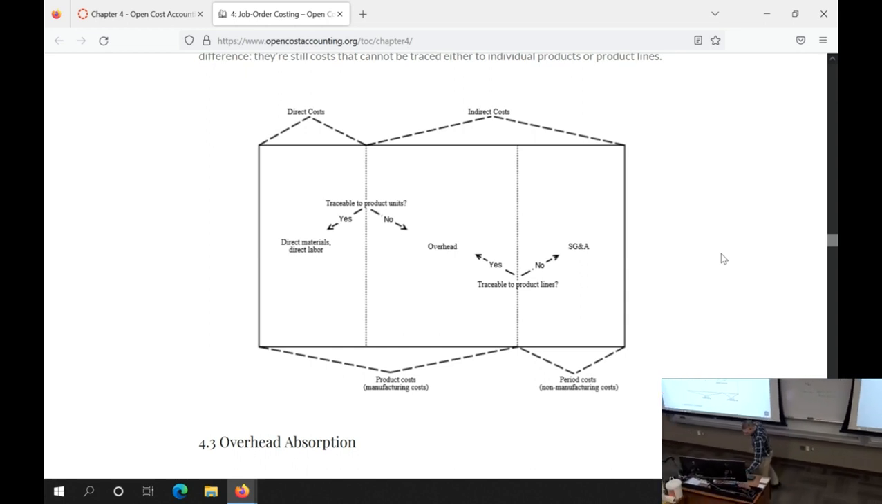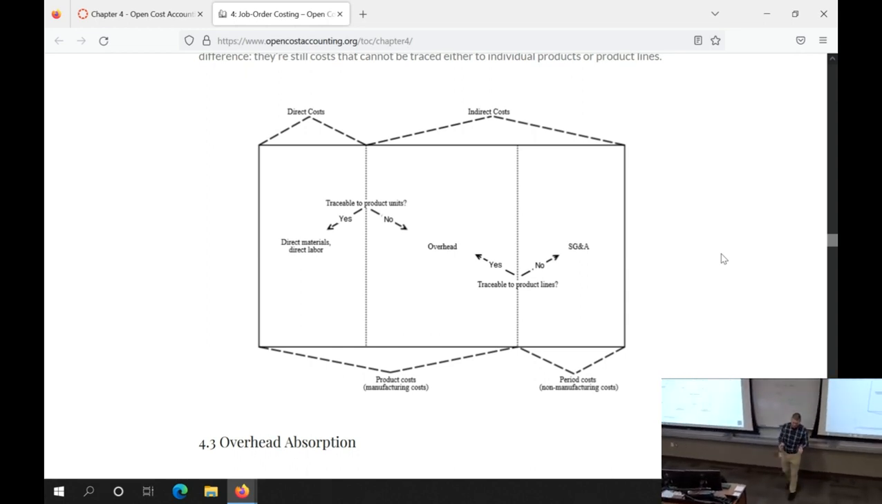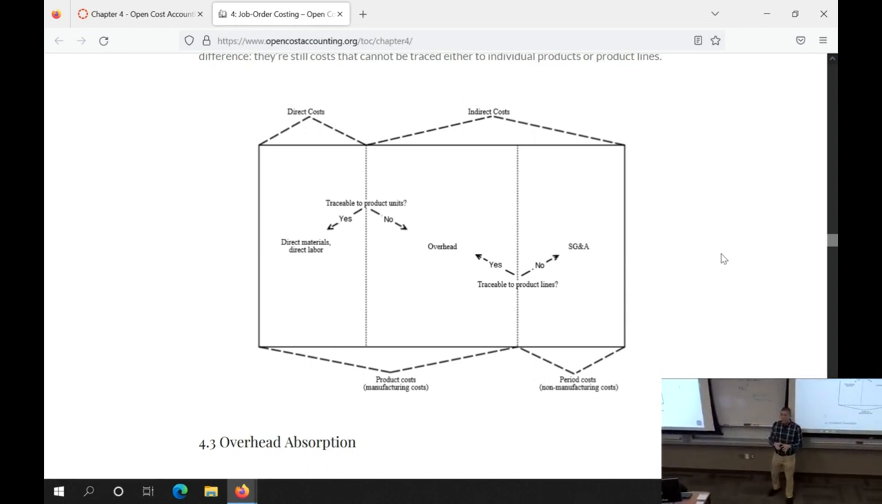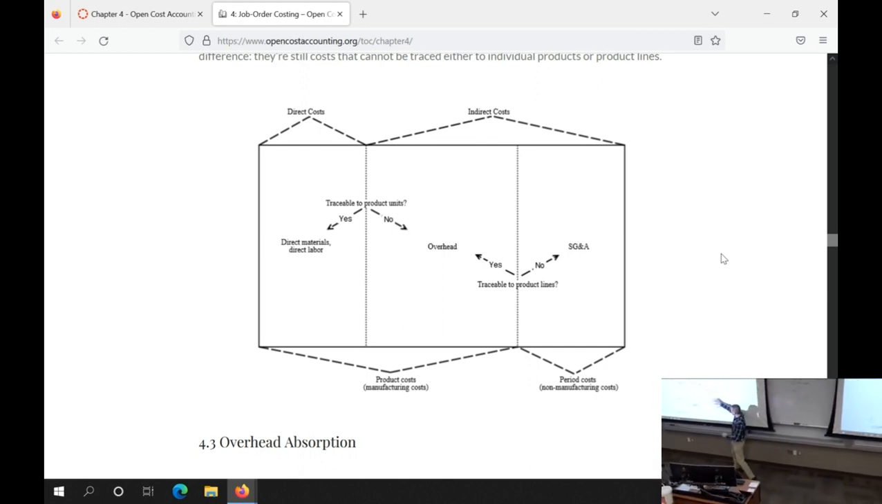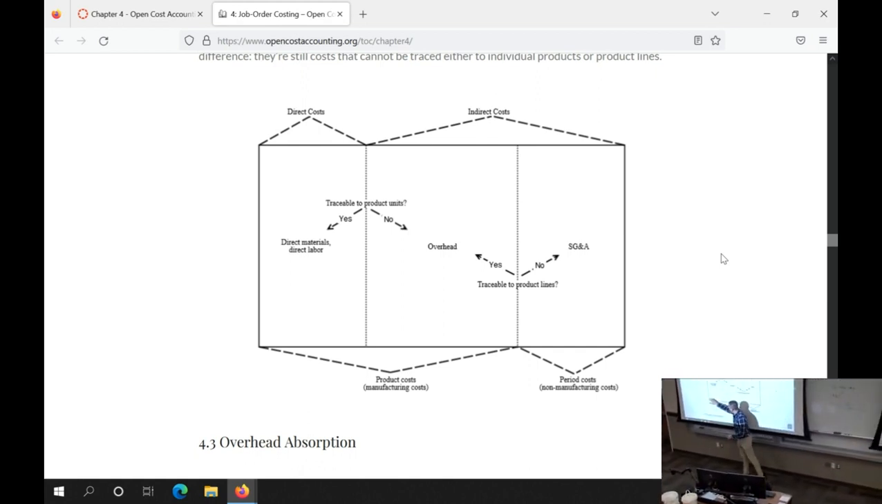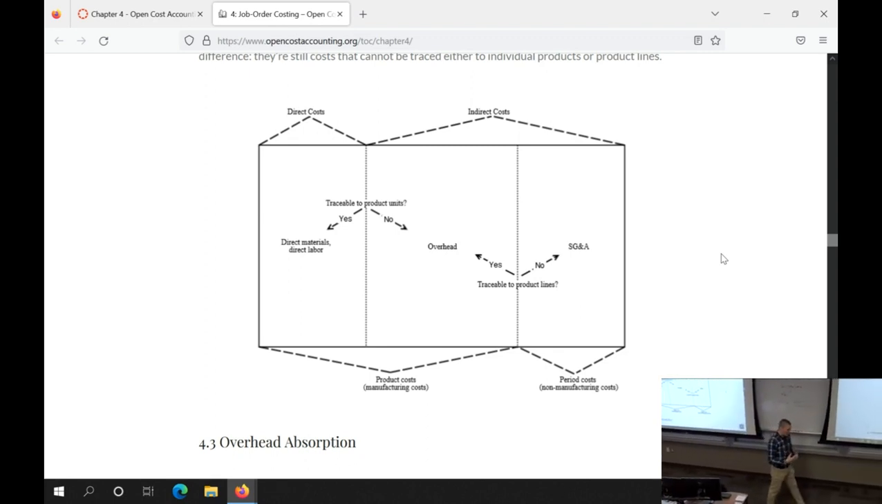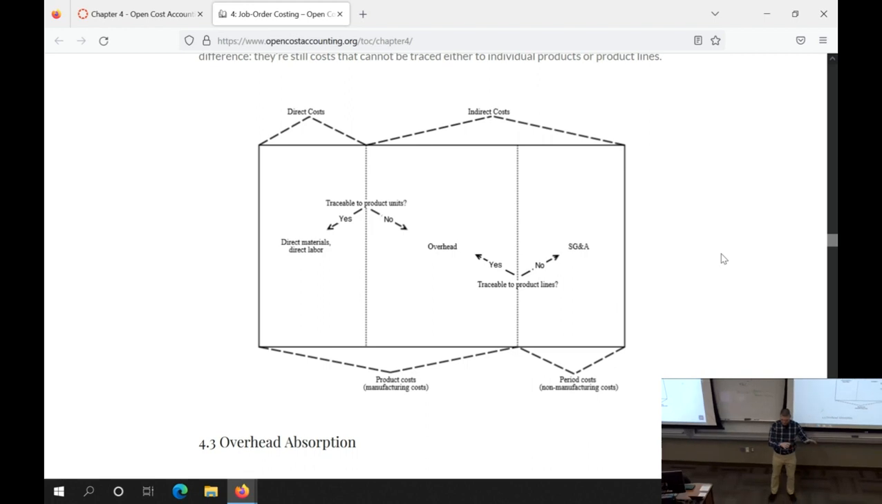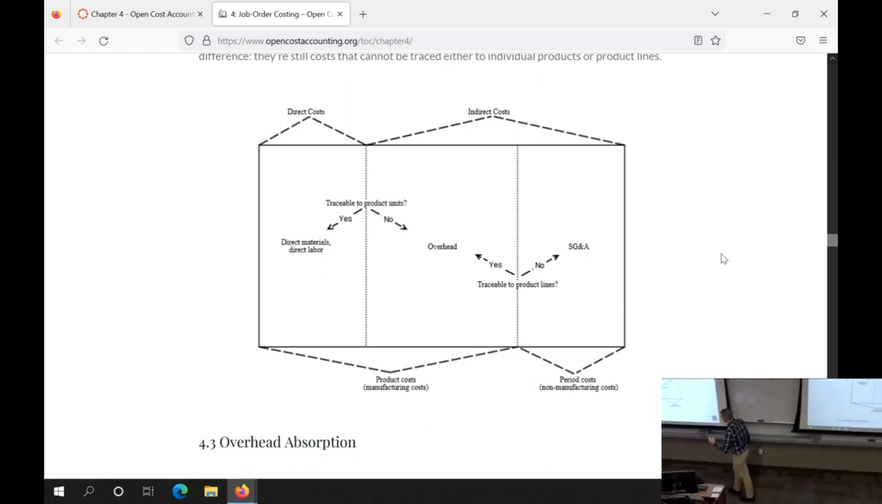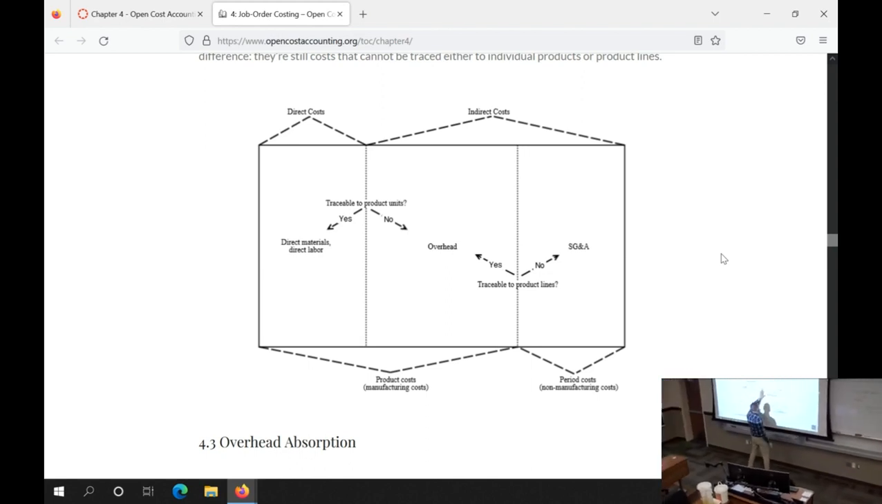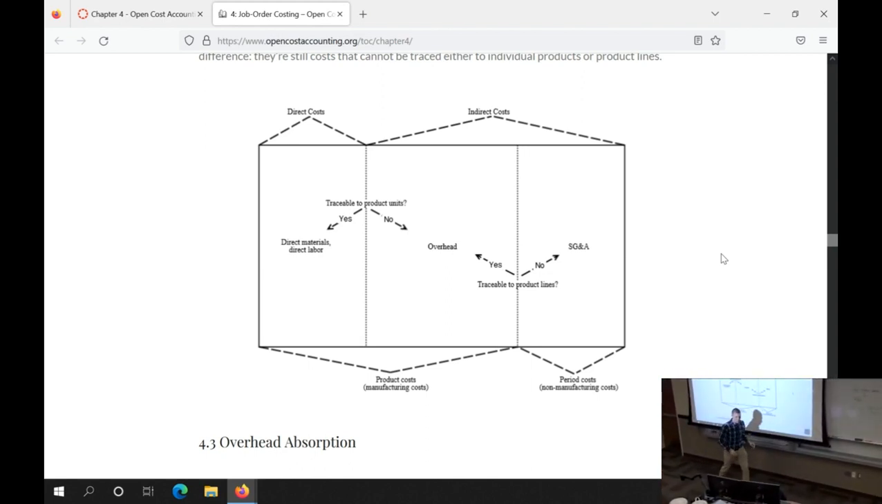So for example, let's say supervisor time. The supervisor has a salary in the factory, and clearly we are incurring the supervisor's salary because we are producing these product lines. So yes, it's over here. However, we don't know how much time the supervisor is spending over this particular section of the assembly line when the particular widgets come across. So it's not traceable to individual product units. So clearly the supervisor's salary is going to be an overhead expense here.